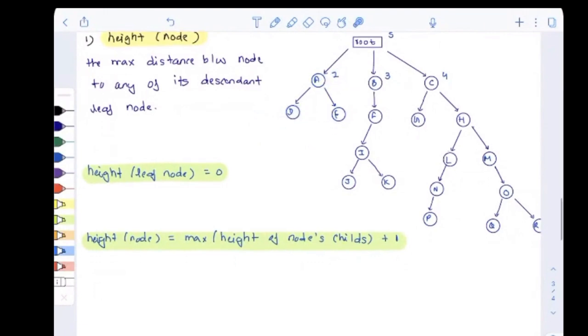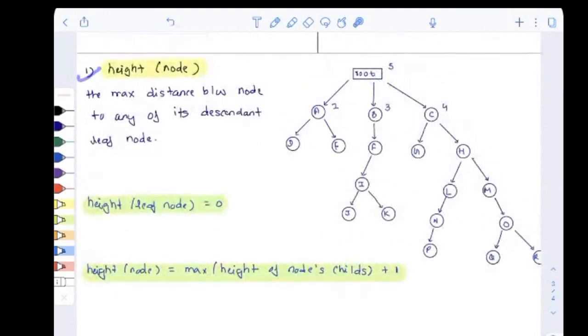Okay, guys. So 100% clear about the definition of height. What the definition of height is? Maximum distance between the node and any of its descendant leaf node. Now, height of a particular node can be calculated with the help of height of its children. So find maximum of height of node's childs, and to that add a 1, you got your answer. Like for example, if you want to know what is the height of root, so you will say, give me height of A, that is 1.